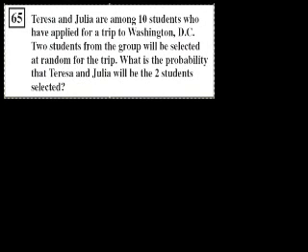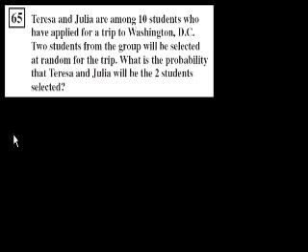All right. Teresa and Julia are among 10 students who have applied for a trip to Washington, D.C. 2 students from the group will be selected at random for the trip. What is the probability that Teresa and Julia will be the 2 students selected? So let's think about this. There are 10 students who have applied for the trip. 2 students from the group will be selected at random for the trip. What is the probability that Teresa and Julia will be the 2 students selected?